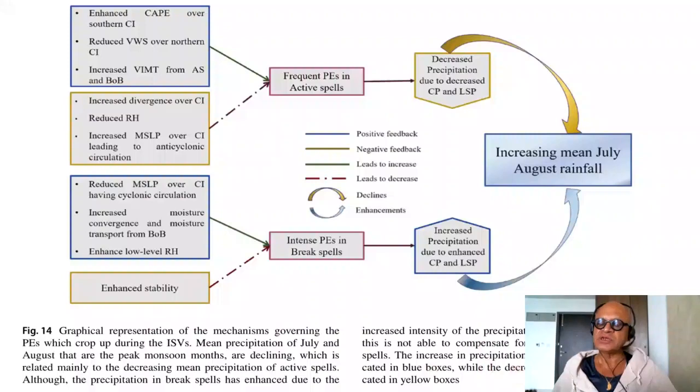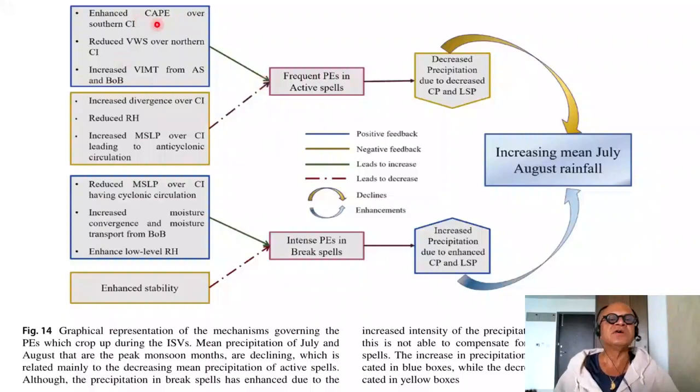The increase in precipitation is supported by the factors indicated in blue boxes here, while decrease is related to the factors indicated in yellow boxes. So there are blue and yellow boxes with decreasing feedbacks and increasing feedbacks onto precipitation events. So let's look at these few things here. There are positive feedbacks happening in the blue regions here. This is enhancement, positive feedback. This is declines, and these are things that lead to a decrease, and this leads to an increase. So keep those in mind.